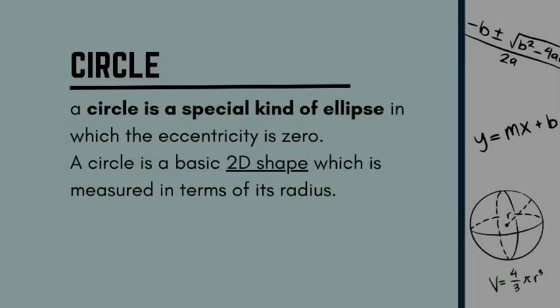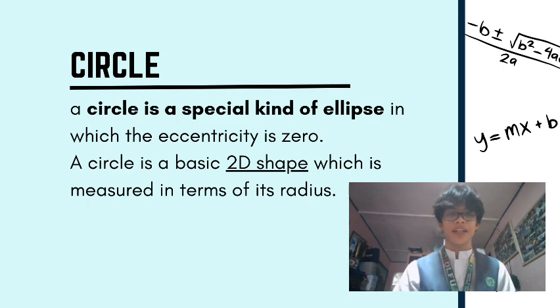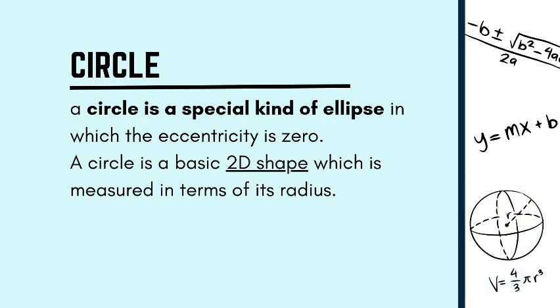And for this video, we will discuss the first topic of conic section, which is circle. But first, let's introduce what is a conic. It's a curve generated by the intersection of a plane into a cone. What is a circle? A circle is a special kind of ellipse in which the eccentricity is zero. A circle is a basic 2D shape which is measured in terms of its radius.